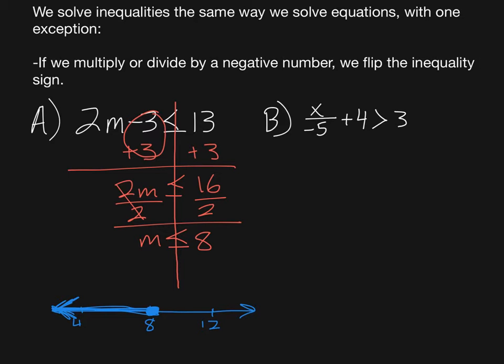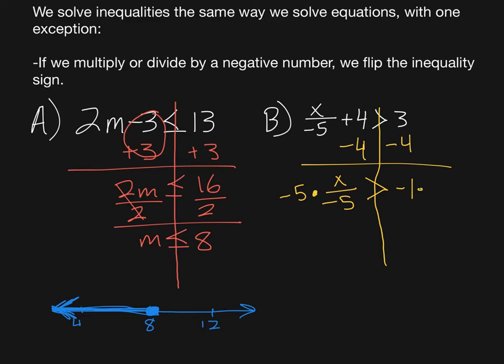Let's solve our second example here, example B. In example B, we have x divided by negative 5 plus 4 is greater than 3. We'll start by drawing our line through the inequality, just like we would do through an equal sign. And I'm going to get rid of this plus 4 by subtracting 4 on both sides. I have x over negative 5 is greater than 3 minus 4 gives us negative 1. Now, this is x divided by negative 5. To undo the division, I have to multiply by negative 5.